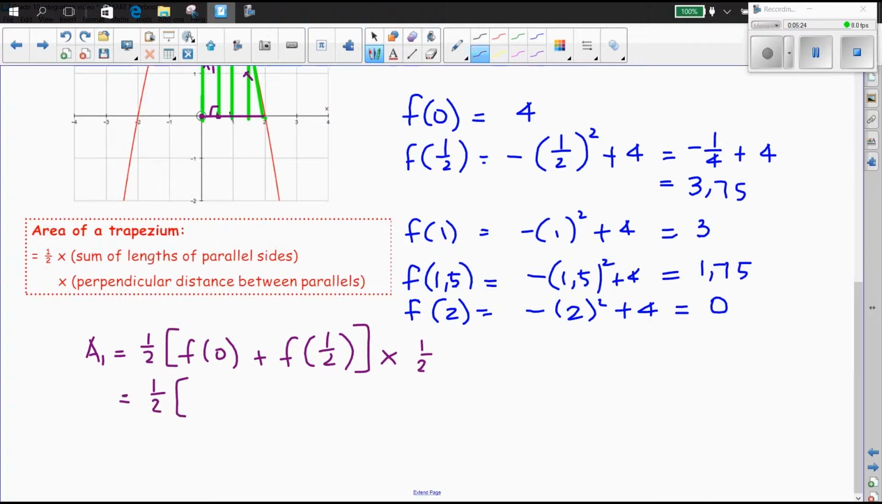We have already calculated that when x is 0, y is 4, so the length of the first parallel line is 4 units. The length of the second parallel line at x equals half, we have worked out, is 3.75 units. And this must be multiplied by the perpendicular distance between these two sides, which is the width, half a unit. When we calculate this, a half multiplied by a half gives me a quarter, and a quarter must be multiplied by 7.75. So the area of the first trapezium is 1.935 square units.